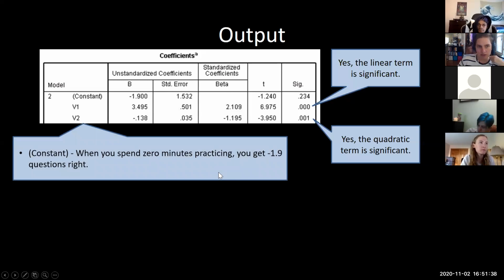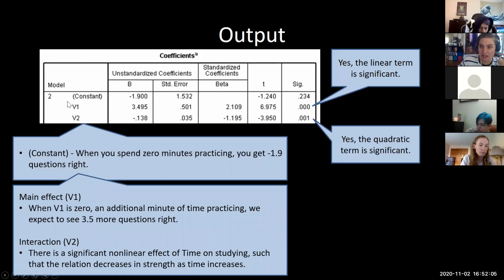Oh, fancy. I forgot I did this. When you spend 0 minutes practicing, you're going to get negative 1.9 questions right. Now, this is a 2052 Olympics problem. This is just conjecture beyond our actual data. We don't have anybody who studied 0 minutes in this data set.